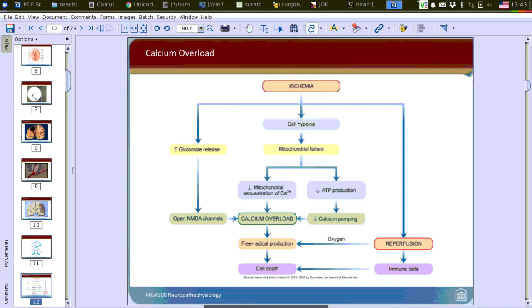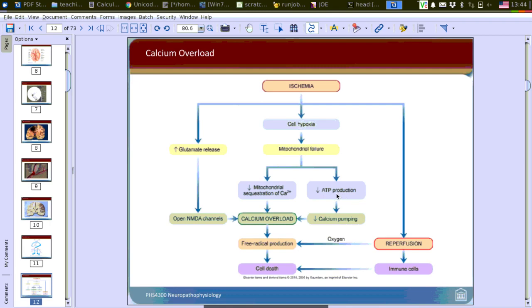What happens is that neurons are lacking oxygen and nutrients, so you get ischemia. So the ischemia will lead to loss of oxygen or hypoxia in the cell. So the mitochondria, which use oxygen, will fail. And the mitochondria have several functions. One function is to produce ATP, energy for the cell. So the cell is going to run out of energy.